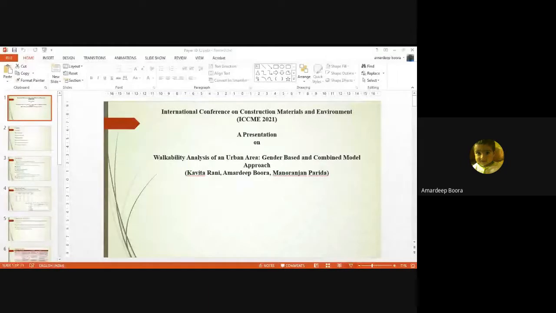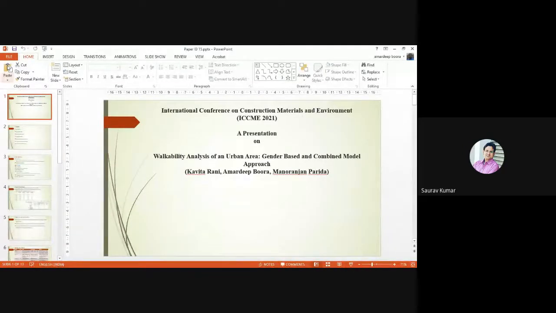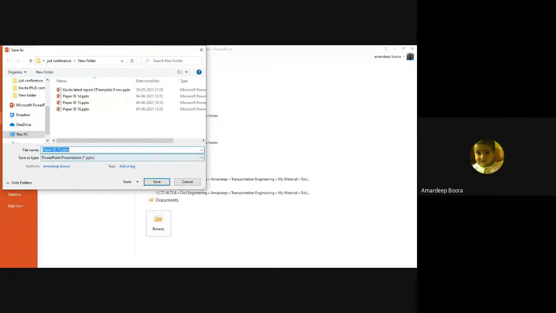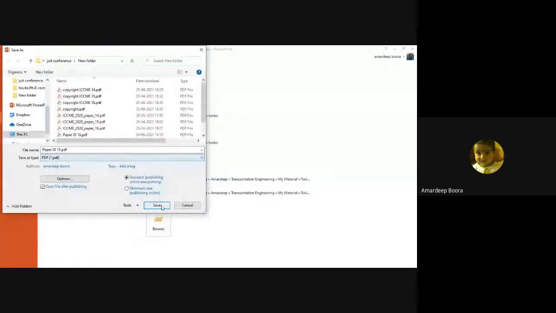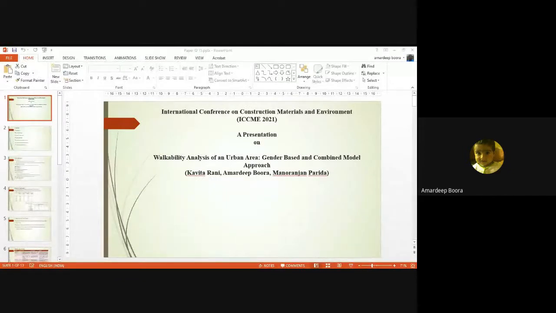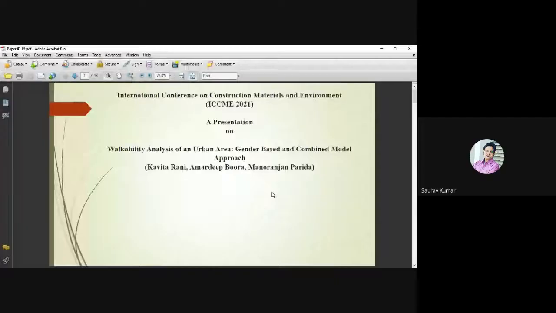Is it in full screen mode? No, it's not in full screen mode. Okay, I have to save it again. Is it okay now? Yes, it's okay.